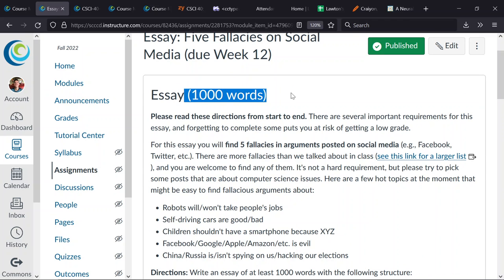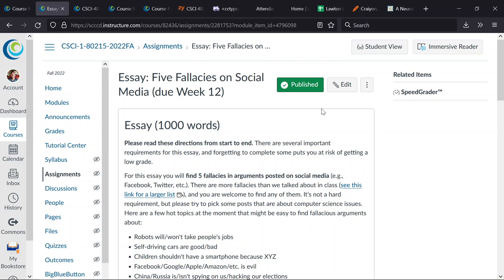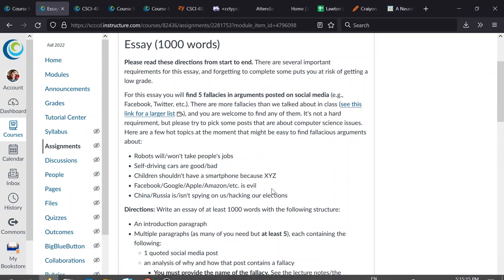This shouldn't be too bad because you're going to quote all of those tweets, all of those posts that you find on Facebook or whatever. Okay? And so that'll be due week 12, so 2 weeks. Are there any questions about that? Your biggest essay yet, I would say. But it should be fun. Fun to find people being wrong on the internet. Any questions about that?